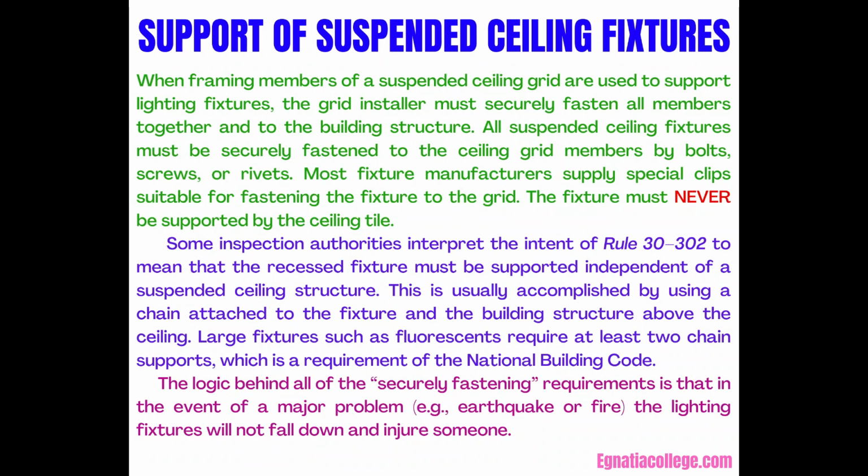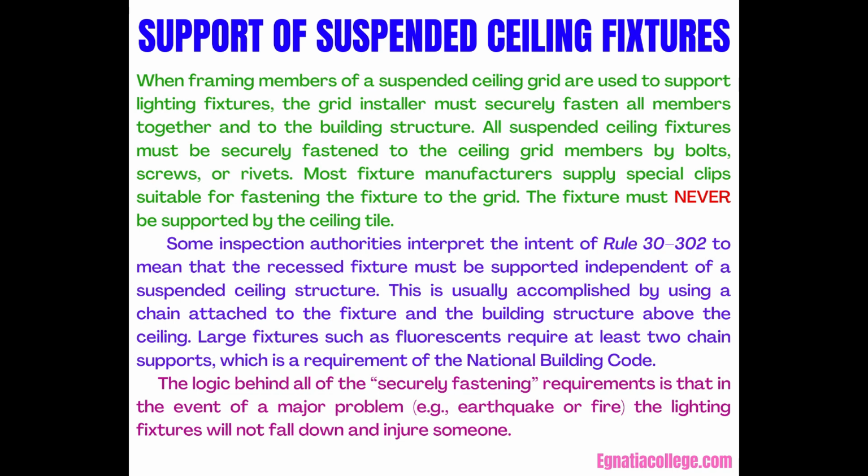Support of suspended ceiling fixtures. When framing members of a suspended ceiling grid are used to support lighting fixtures, the grid installer must securely fasten all members together and to the building structure. All suspended ceiling fixtures must be securely fastened to the ceiling grid members by bolts, screws, or rivets. Most fixture manufacturers supply special clips suitable for fastening the fixture to the grid. The fixture must never be supported by the ceiling tile.